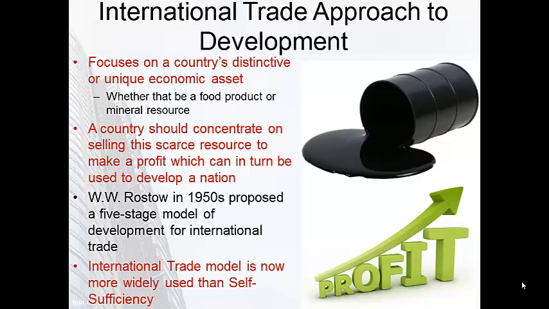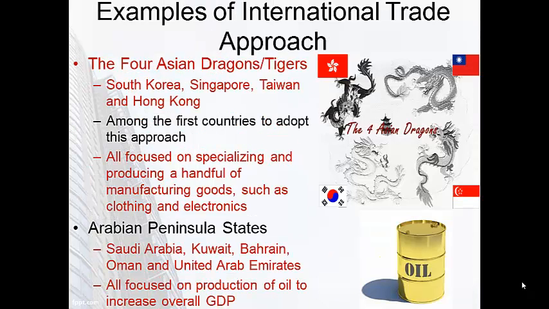Now, there's a gentleman by the name of W. Rostow in the 1950s that proposed a 5-stage model of development for international trade, which we will discuss in class. And do know, and I think I said it already, the international trade model is now more widely used than the self-sufficiency model. So here are some examples of international trade reports, some successes, if you will.